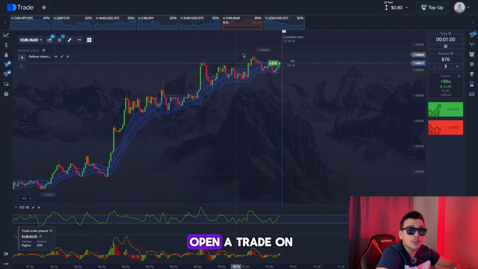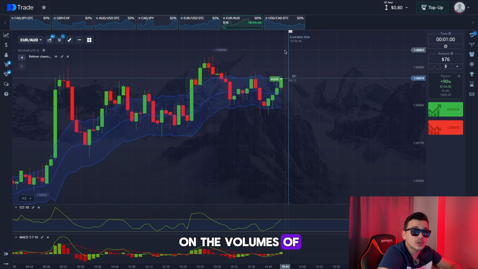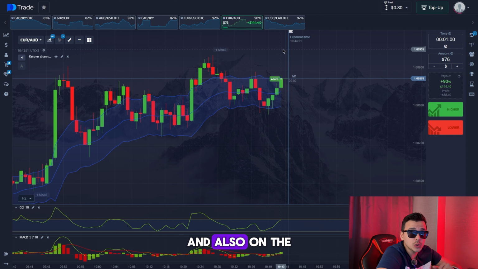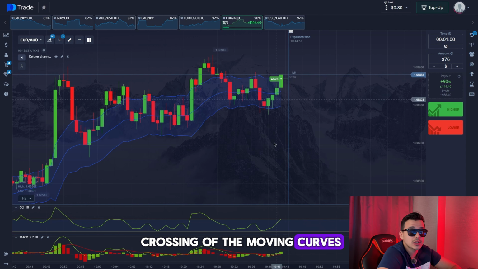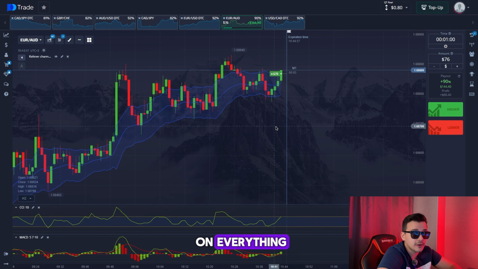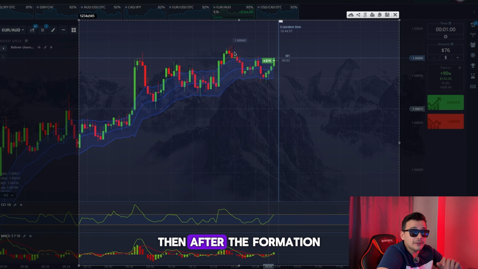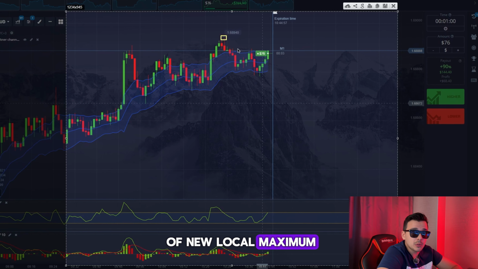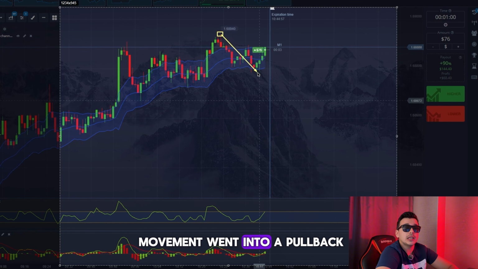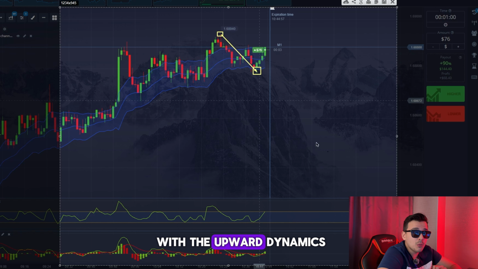And here we will open a trade on the upside. I'm oriented here on the volumes of the MACD histogram and also on the crossing of the moving curves. But also here, in general, I am actually oriented on everything. Let me explain in more detail. Then, after the formation of a new local maximum, the dynamics of the movement went into a pullback, a very long pullback, with the upward dynamics.